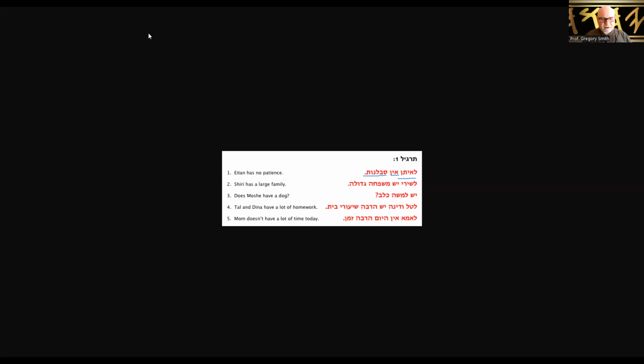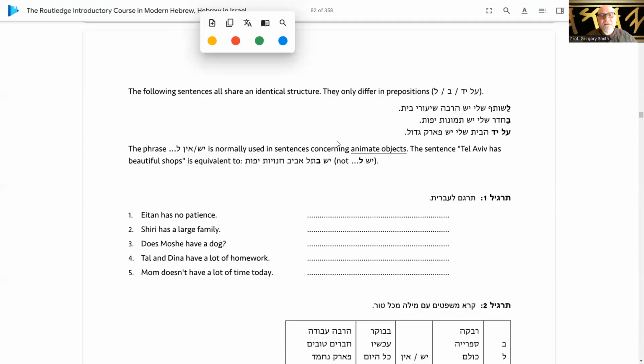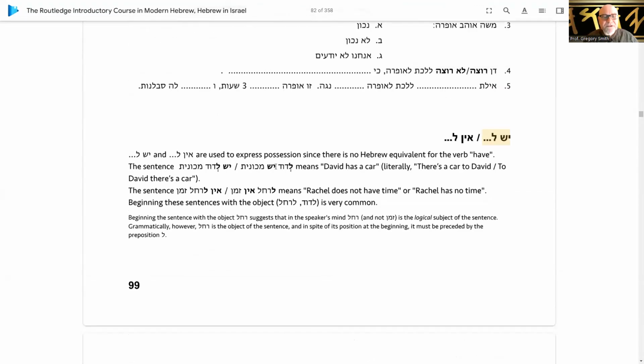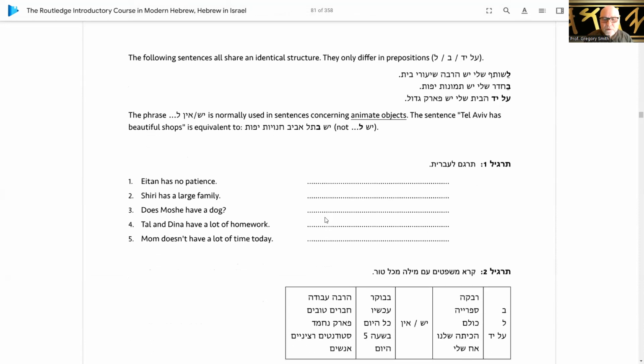Because remember that when we looked at these up here, they had two different ways of putting this. So see, this is how I did it right here. I put ein le'etan lo sablanot. So there is no patience. So there is to etan, no patience. So either one will work properly.